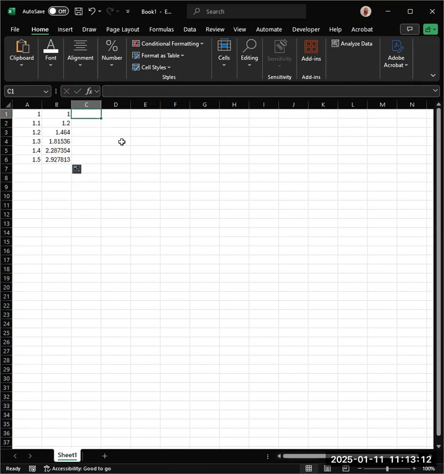Now I'm going to calculate my actual y value, which is going to be exp, the exponential function there, of, and then my exponent is going to be x squared minus 1.